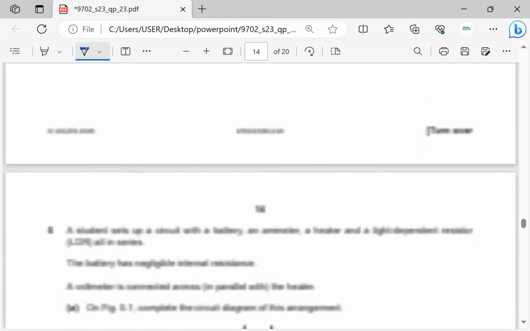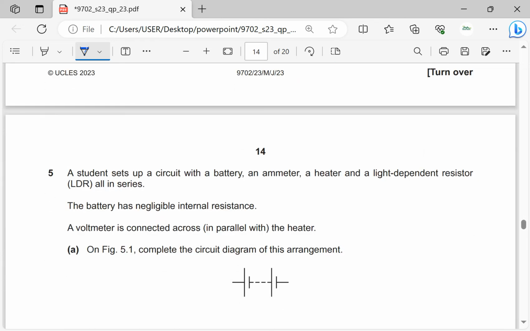Okay, we move to electricity, I think. Yes, here is electricity. A student sets up a circuit with a battery, an ammeter, a heater. I think a heater is represented like this. And a light dependent resistor, and I think an LDR is represented like this.